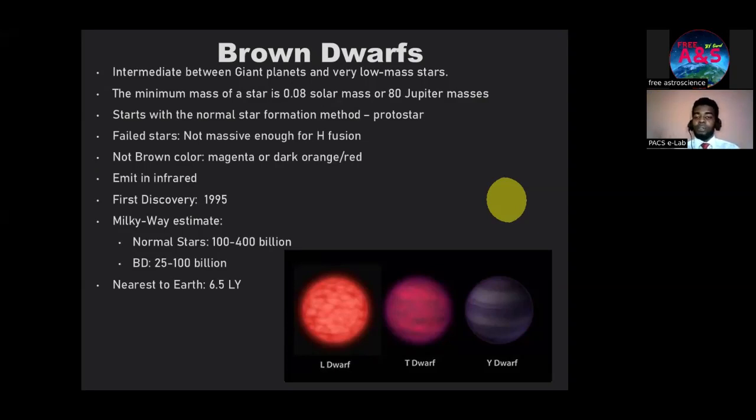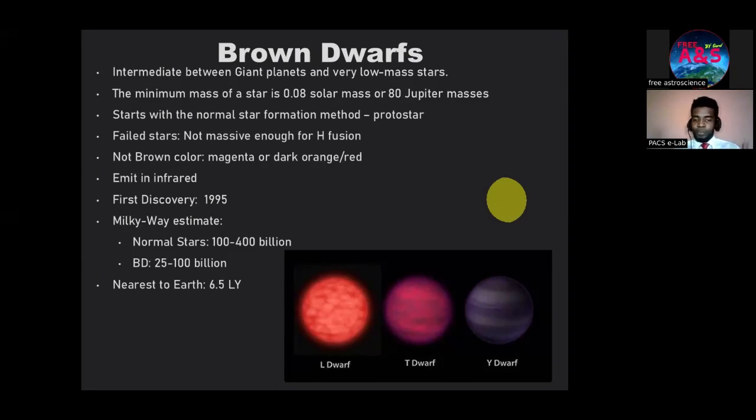Now, what does this brown dwarf do? They emit in infrared, okay? They emit in infrared, not even visible. So they are very, very hard to spot. Even their first discovery was in 1995. So you can imagine, just recently. I was born before 1995. I was born in 1990.